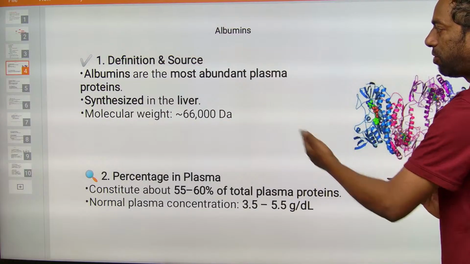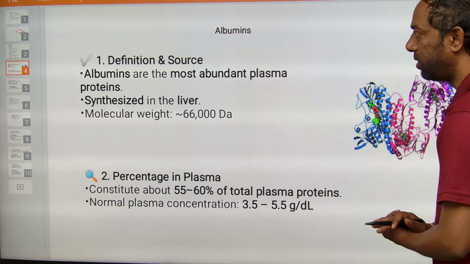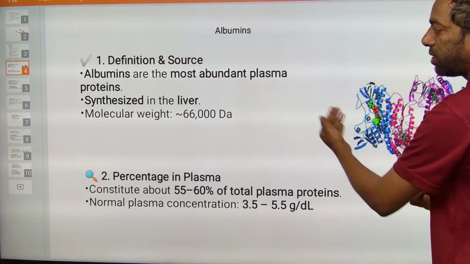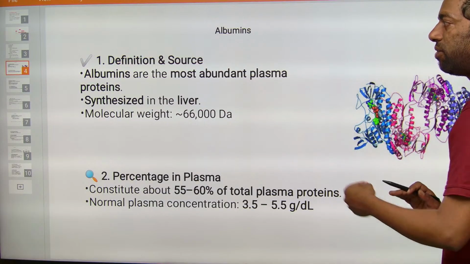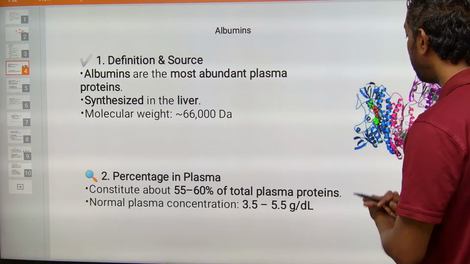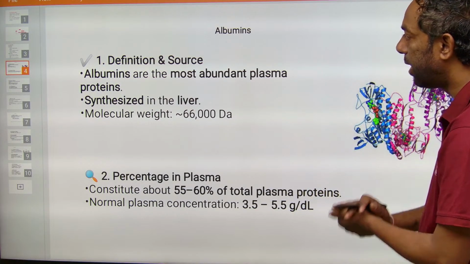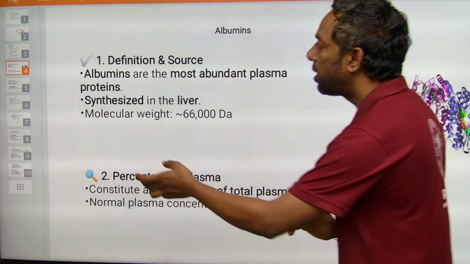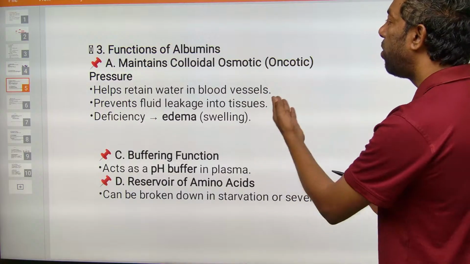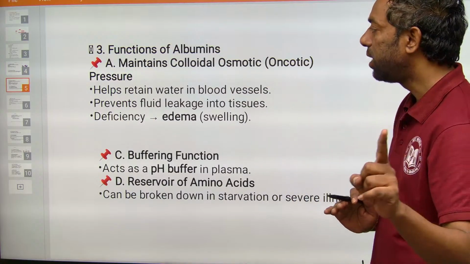Albumin is a plasma protein. Who can synthesize it? The liver can synthesize it. It is the highest amount among plasma proteins, 55% to 60% of the total plasma protein. The most important function is to maintain colloidal osmotic pressure. This is the NEET point.